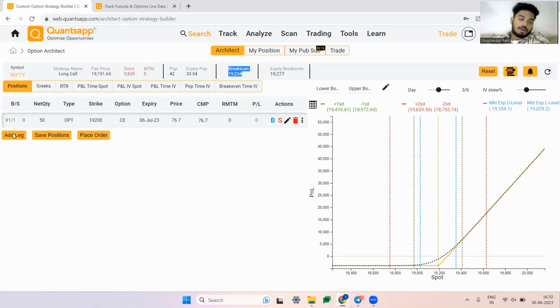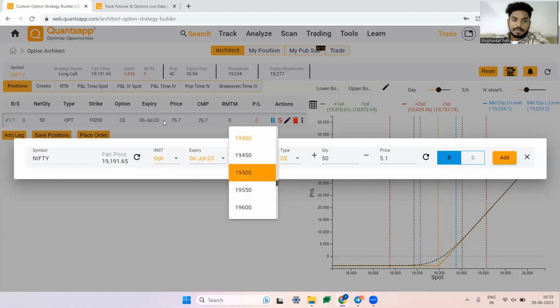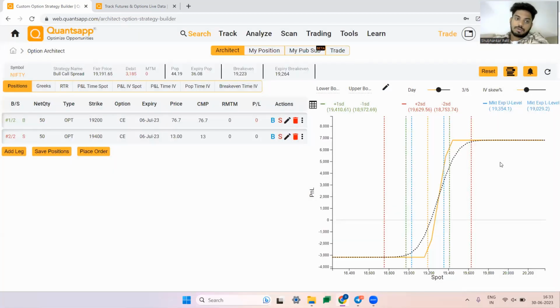So how can we actually act on that? It's very simple. What I'll do is I'll convert this strategy into a bull call spread. So I am paying theta for 19,200, but on the other hand, to offset the theta loss, I am selling a 19,400 strike price call option. The 19,200 theta will be higher, but for the 19,400 strike price call option, the theta would be smaller, right? It would not completely offset, it would not give you profit, but at least it will try to reduce the loss. So let me just show you now.